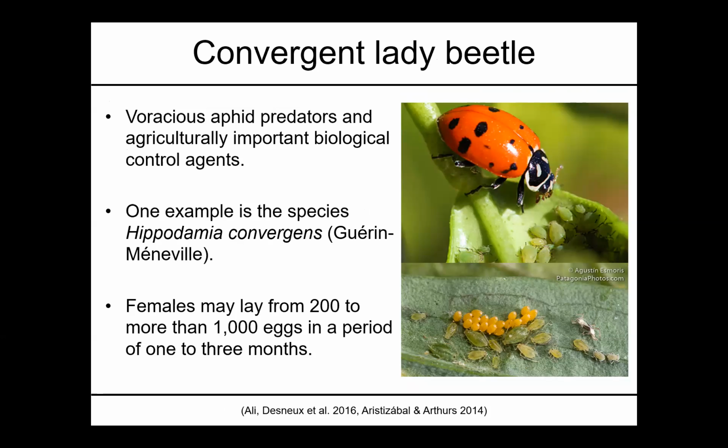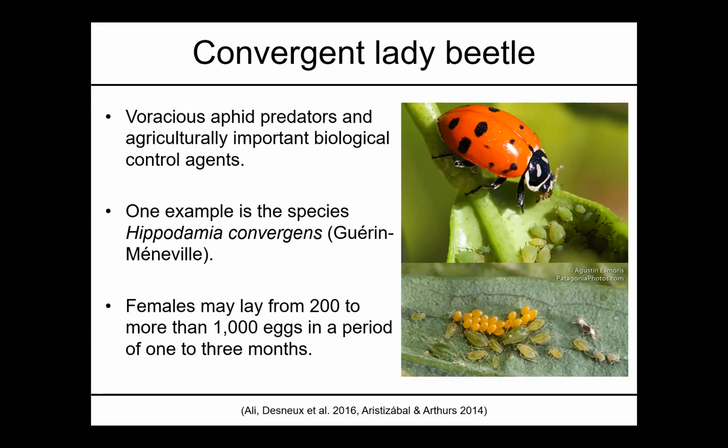We can see that the females, they may lay from 200 to more than 1,000 eggs in a period of 1 to 3 months. And after hatching, the larvae may eat between 30 to 50 aphids per day. Thus, because of their predaceous habit and distribution among crops attacked by aphids, this species is a key part of many agroecosystems and an important biological control agent.